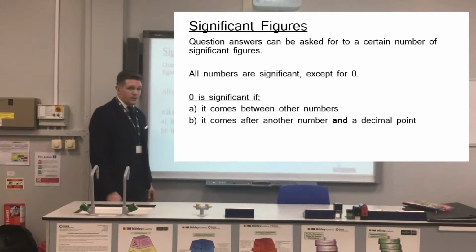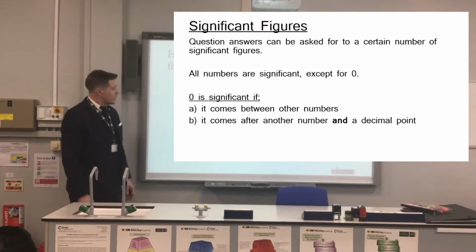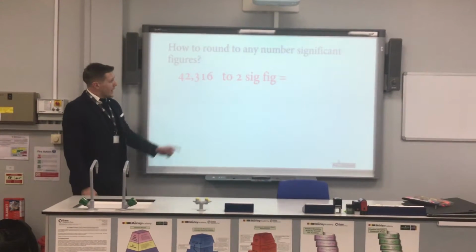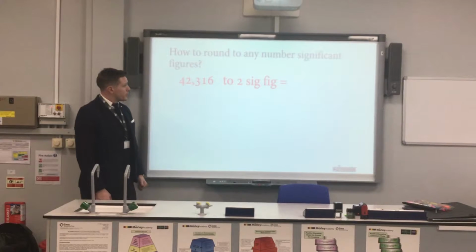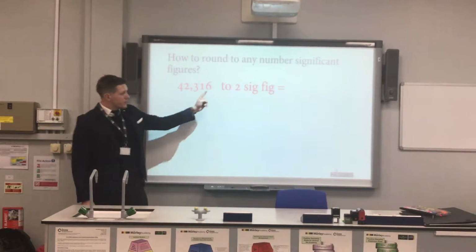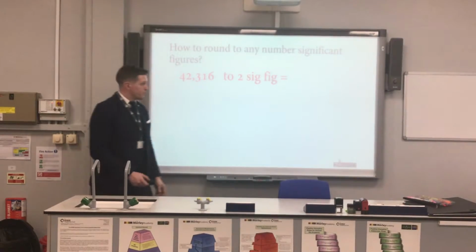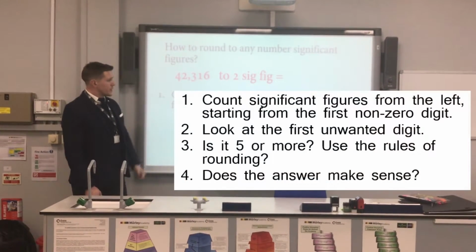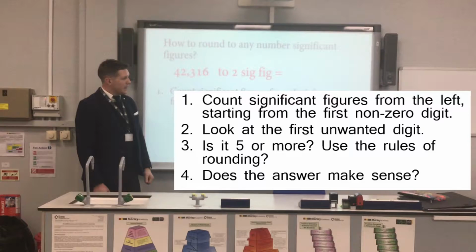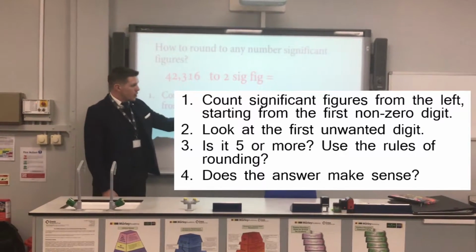Okay, so we'll give some examples of that and show you what that means in a second. If we were looking at 42,316 and we want to convert that to 2 significant figures, we're going to have to follow some key steps. First up, count the significant figures from the left, starting from the first non-zero digit.